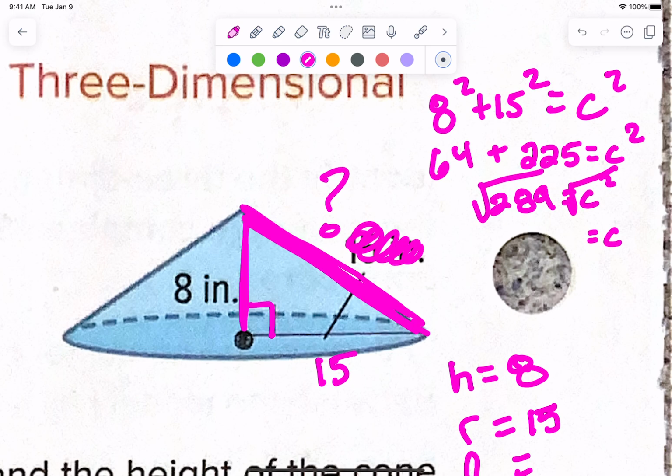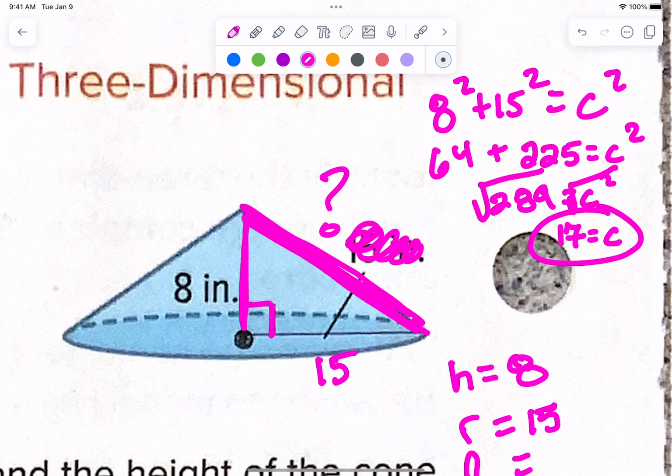C is, I don't know, take a guess. It's a whole number. Bigger than 15. Two numbers multiplied together that ends in a 9. 17. It's got to be just slightly bigger than 15, right? 225 to 289, yeah. 17 is that side. Okay, so 17 is my slant height.